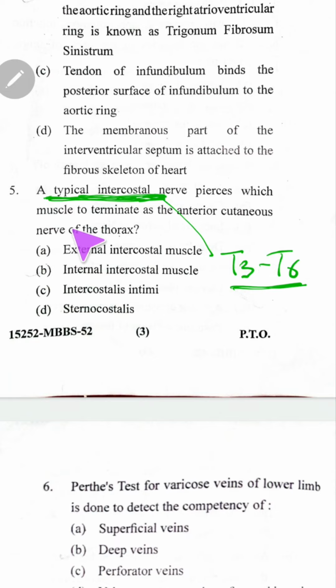Now which muscle does the nerve pierce to terminate in the anterior intercostal nerves? Answer I have already told you. External intercostal muscle will be the wrong choice. Internal intercostal muscle, it will pierce. Intercostalis intimae, I just told you, it is only in the middle 2/4 of the intercostal space. Sternocostalis stays behind to the nerve. So the answer will be internal intercostal muscle, and that is 5th B. Got it? Okay.